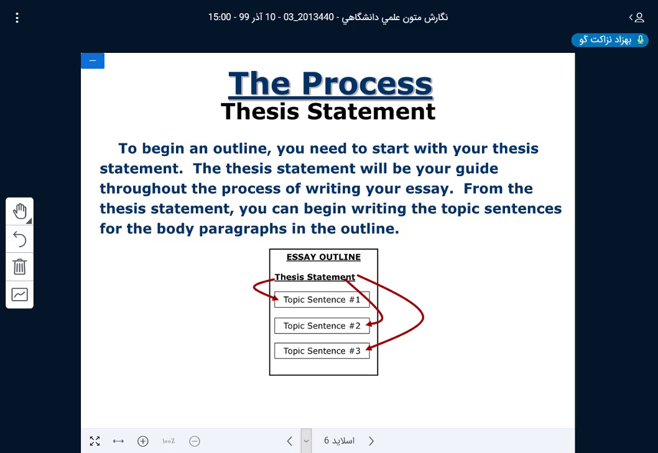Okay, so these are the tools we need in order to develop our paragraphs. So let's start with this process. And here we have the thesis statement. The thesis statement is the last line in the introduction paragraph.